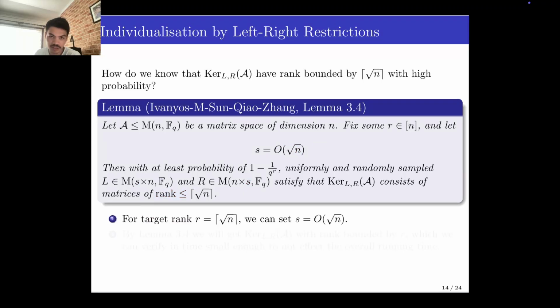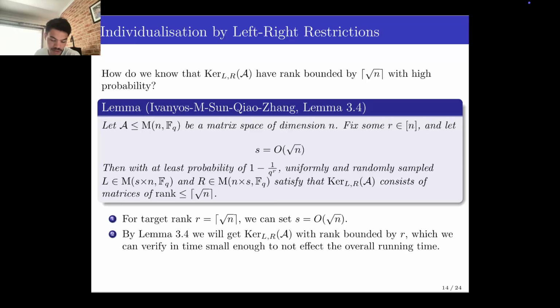So we can set the target rank to be square root of n, because we want this rank to be small compared to n. And we can also get, using the lemma from before, S to be square root of n. And if we sample enough times, eventually we'll get a matrix space where the kernel has a low rank.